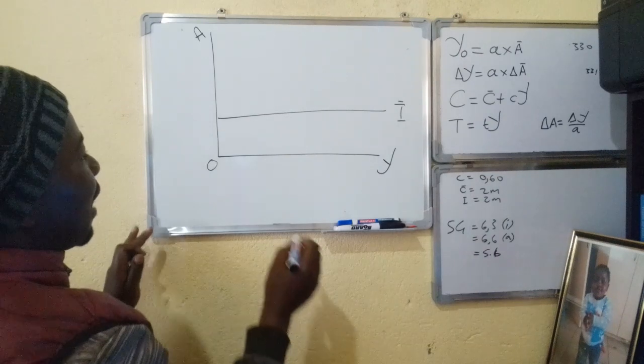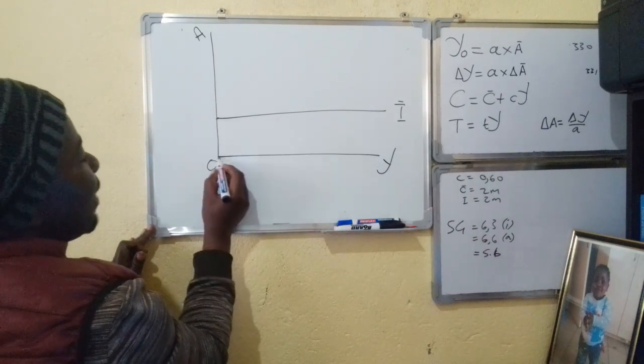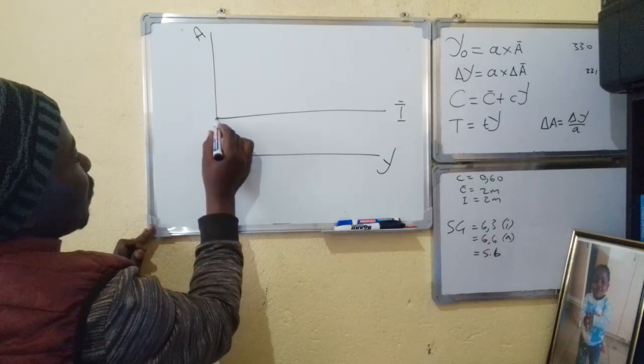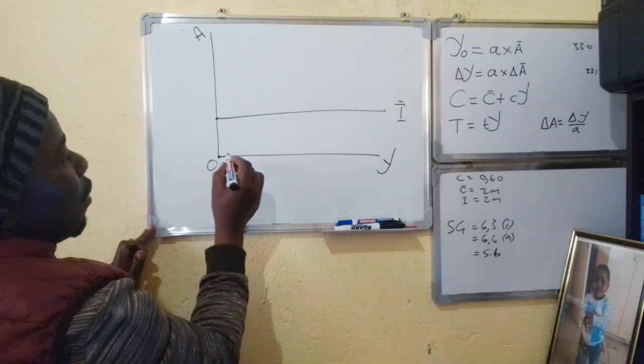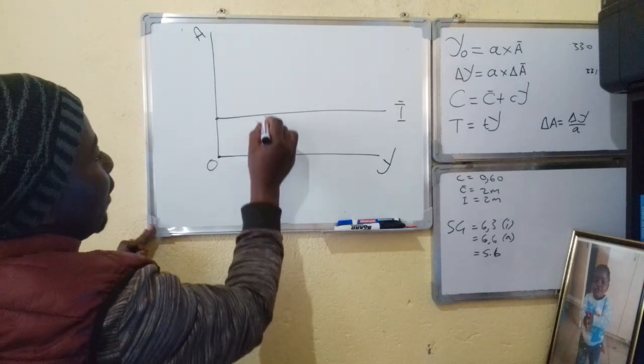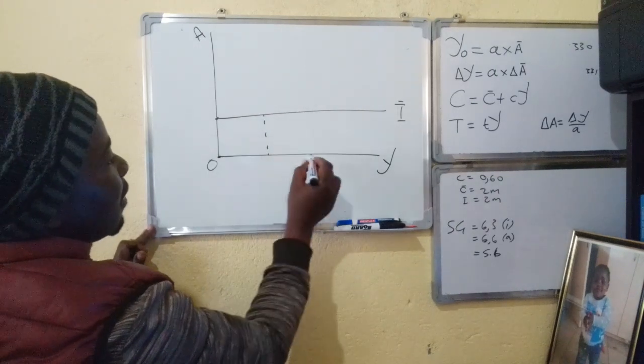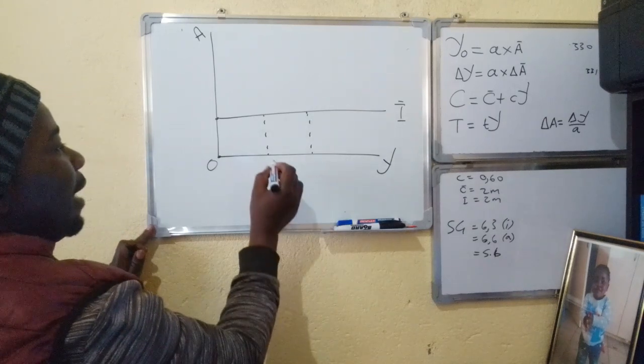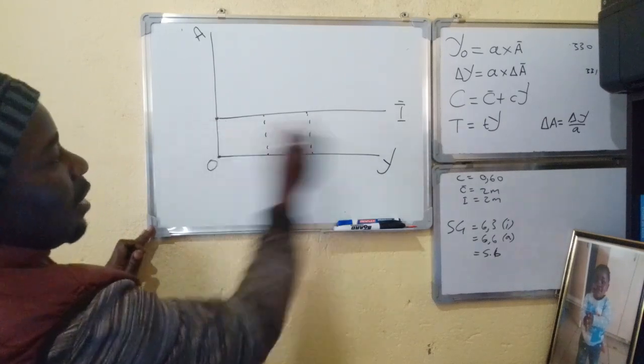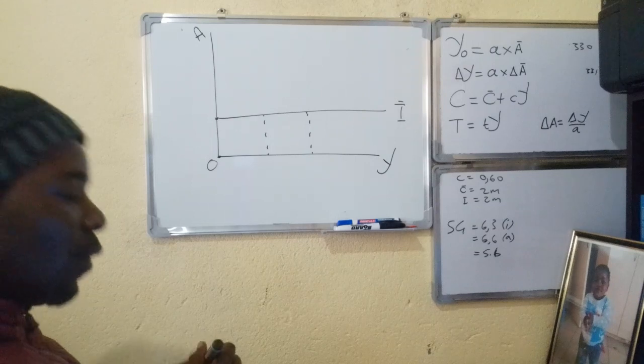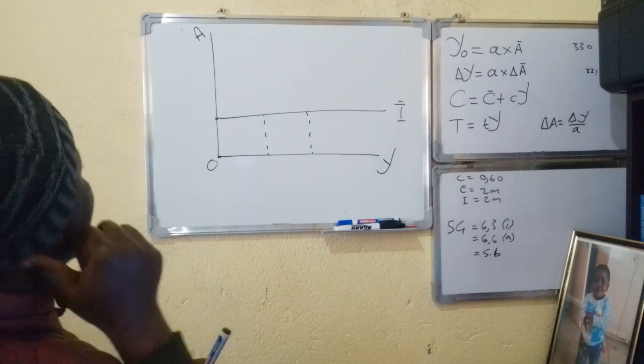Why is it a horizontal line? It means that whether income levels are at 0, investment levels are existing. Whether income levels are here, investment levels are existing. Whether income levels are here, investment levels are still standing still on the same point. Okay? Now, fine.